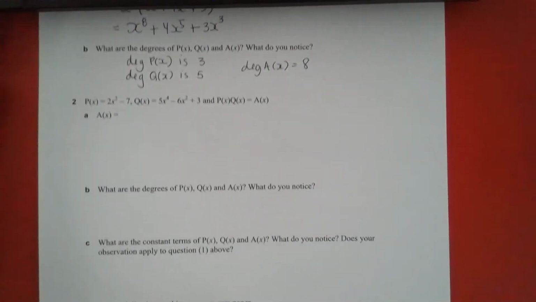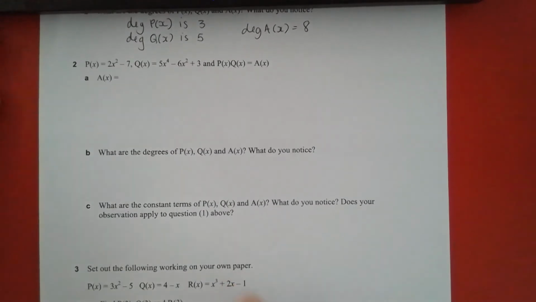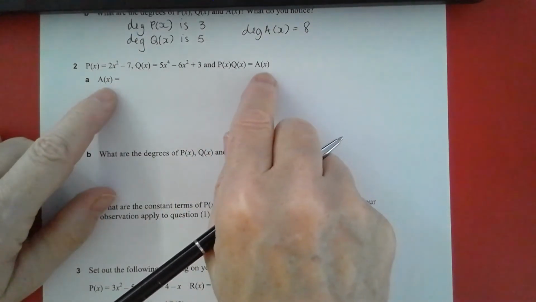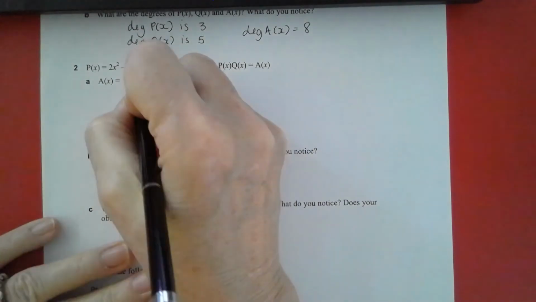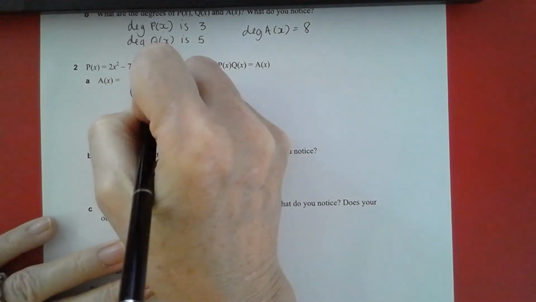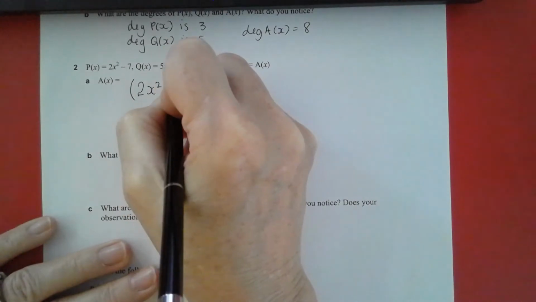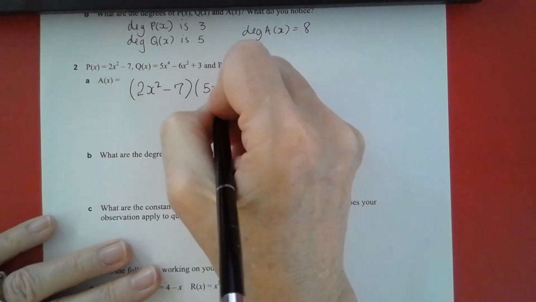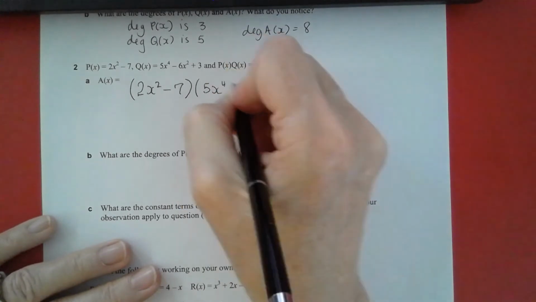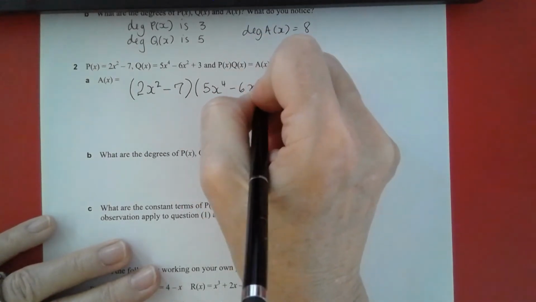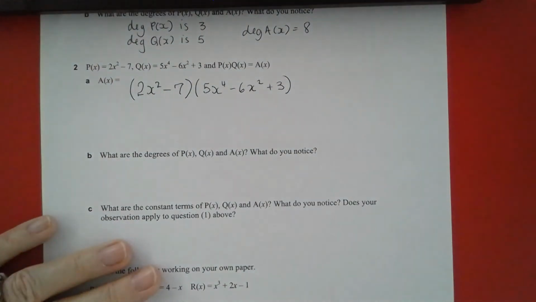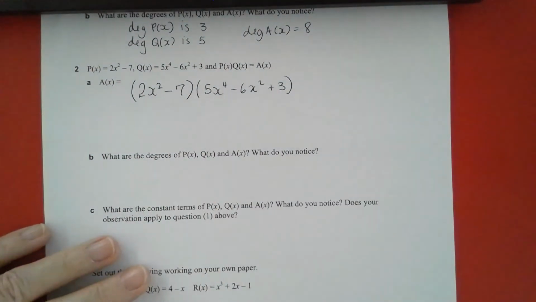2. I've got P of x, Q of x, and it wants you to multiply them. So let's get it written down. I need brackets on both. Why? Because I have more than one term now in P. So if there's one term on P, just expand it. And now, I'm still expanding, but I just have to do 2 expansions.